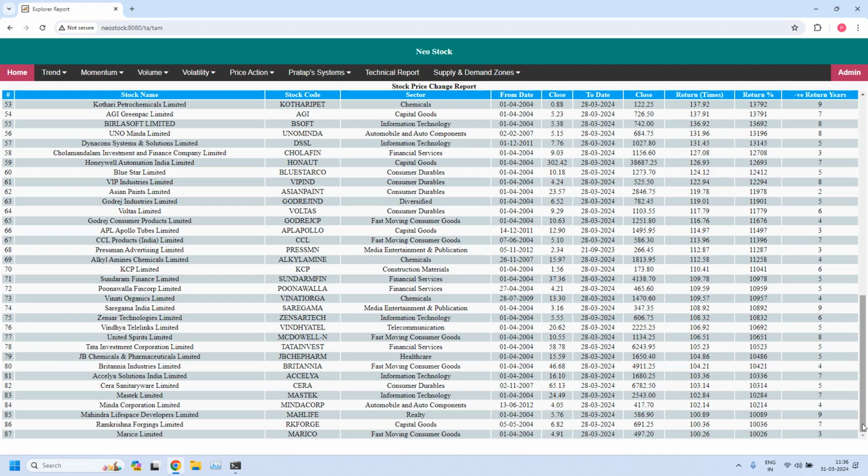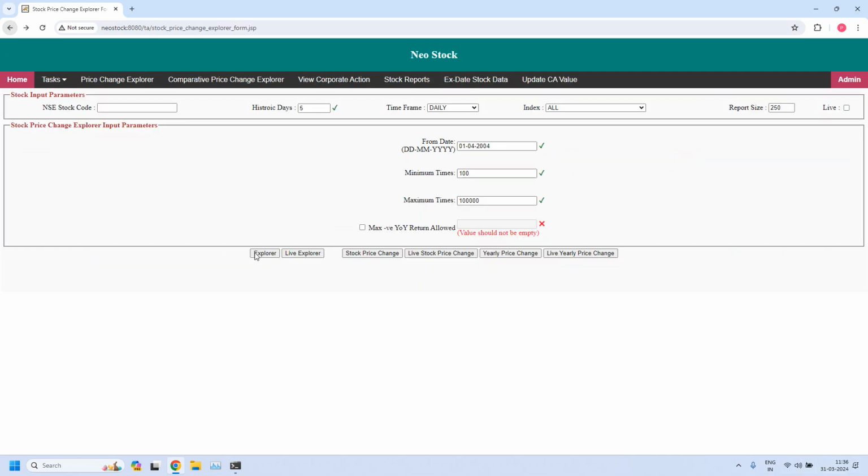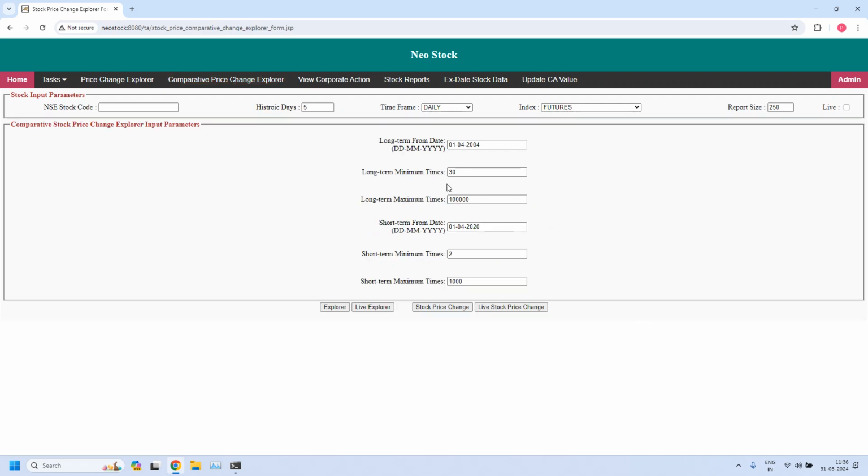So we want such kind of stocks, because such kind of stocks only will give us good profits in the coming years. Do you agree? Yes, right? So let us do that. For that, I have a feature called Comparative Price Change Explorer. Earlier it was without comparison, now it is comparing. I am comparing with 2 dates.